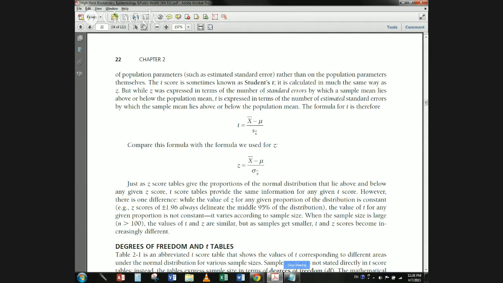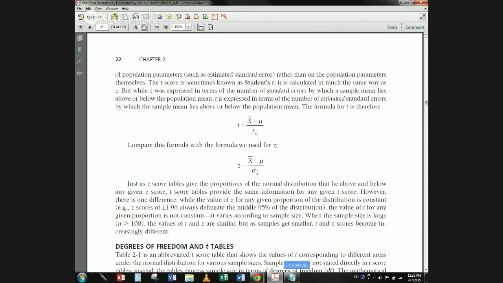While the value of z for any given proportion of the distribution is constant, for example, z-scores of plus or minus 1.96 always delineate the middle 95% of the distribution, the value of t for any given proportion is not constant. It varies according to sample size. When the sample size is large and greater than 100, the values of t and z are similar. But as samples get smaller, t and z scores become increasingly different.